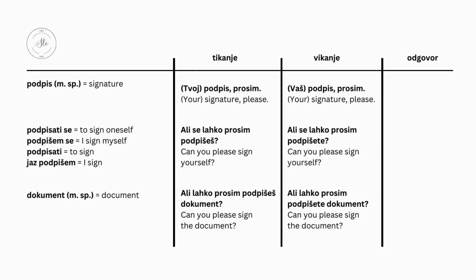Podpisati se means to sign oneself. Podpišem se means I sign myself. Podpisati means to sign. Jaz podpišem means I sign. There's not much difference between the two of them in terms of their meaning, but there is a difference in terms of how one uses them.